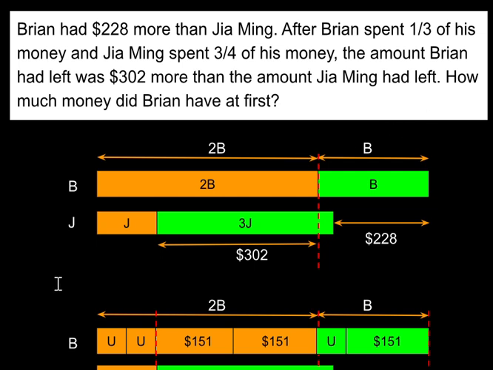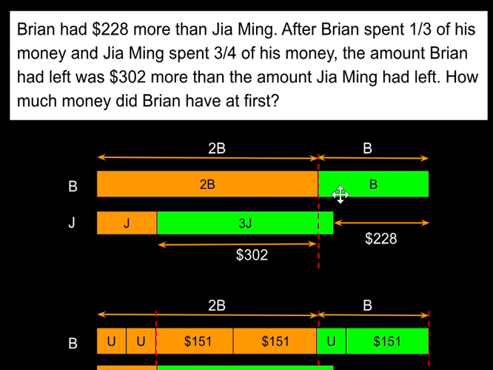Okay, I'm going to explain how I draw the model, because the moment you can draw the model, solving the question is quite straightforward. We know that the amount of money Brian had left was $302 more than Jia Ming had left. I used the orange line to represent what they had left. Brian has the longer line and Jia Ming the shorter line, and the difference is $302.